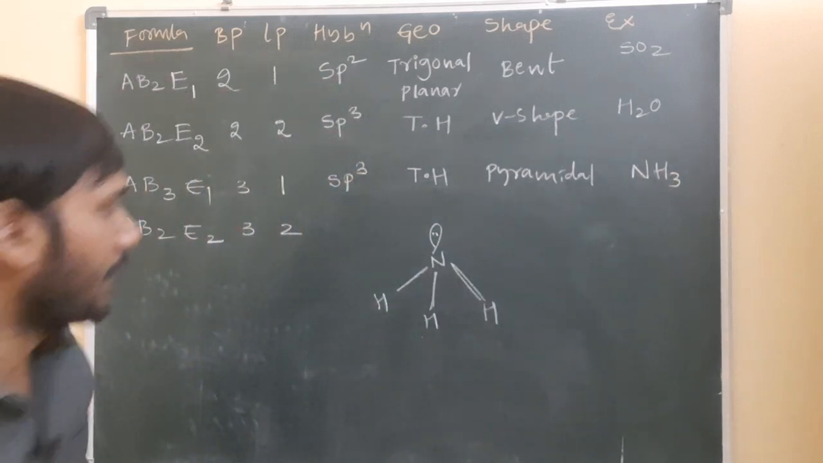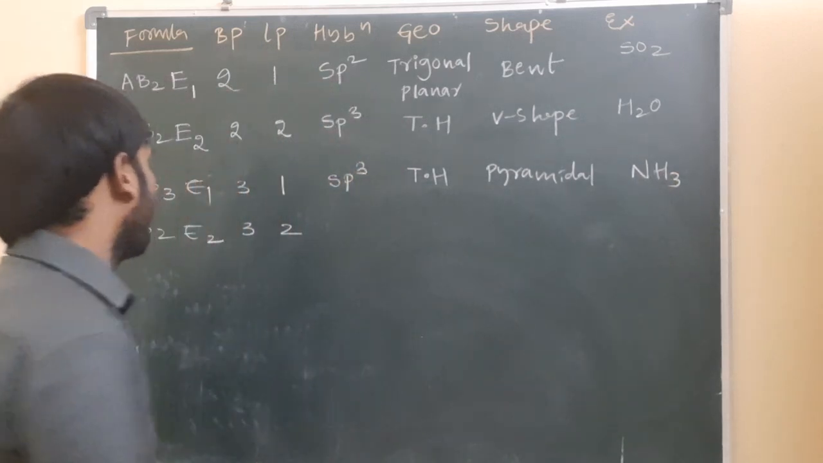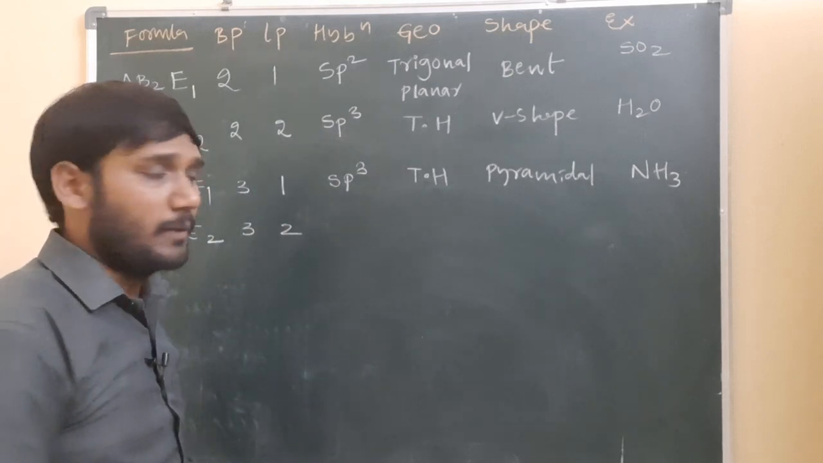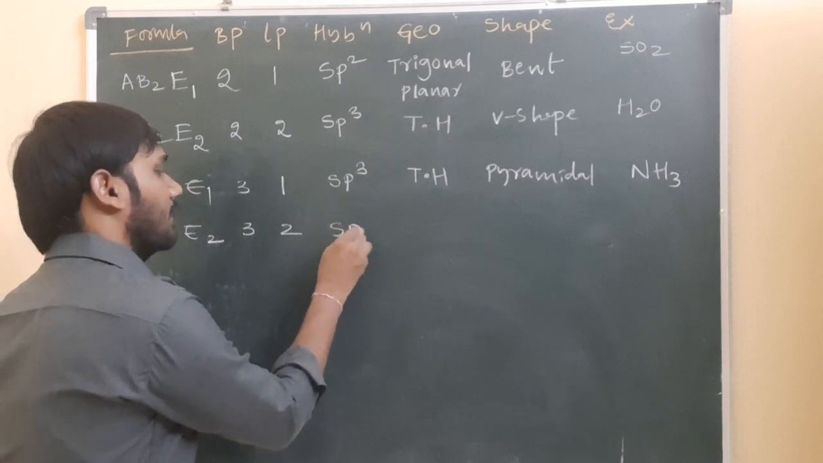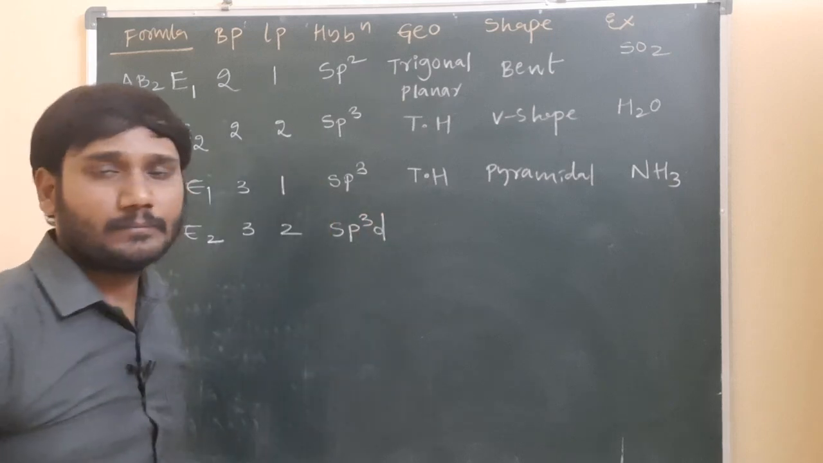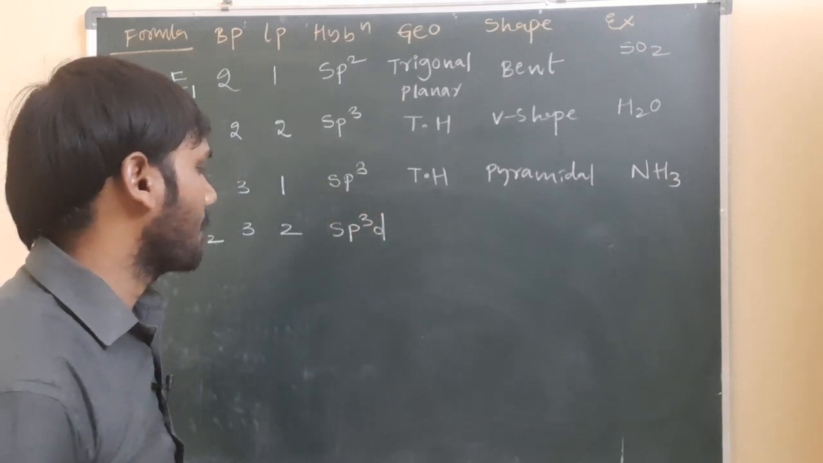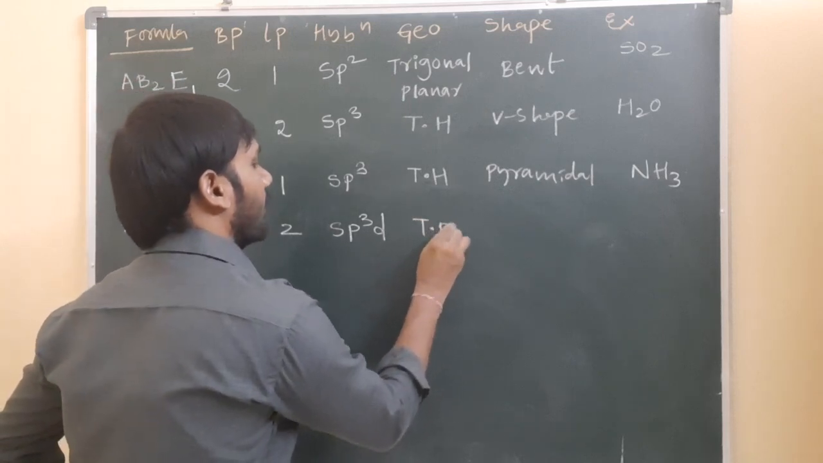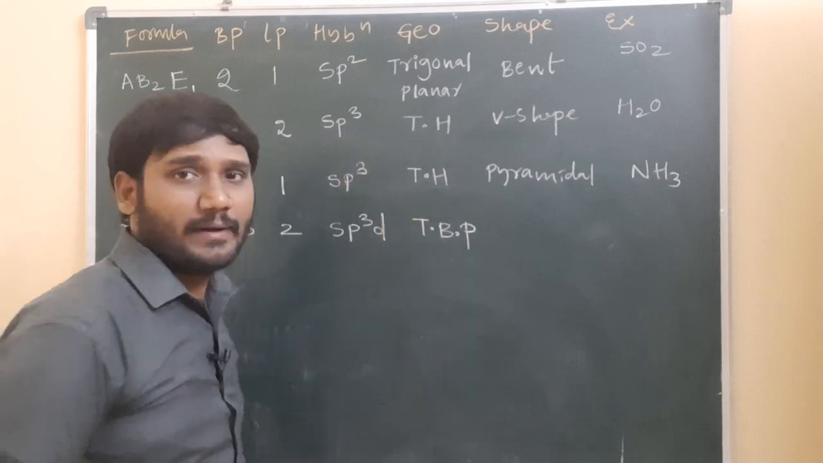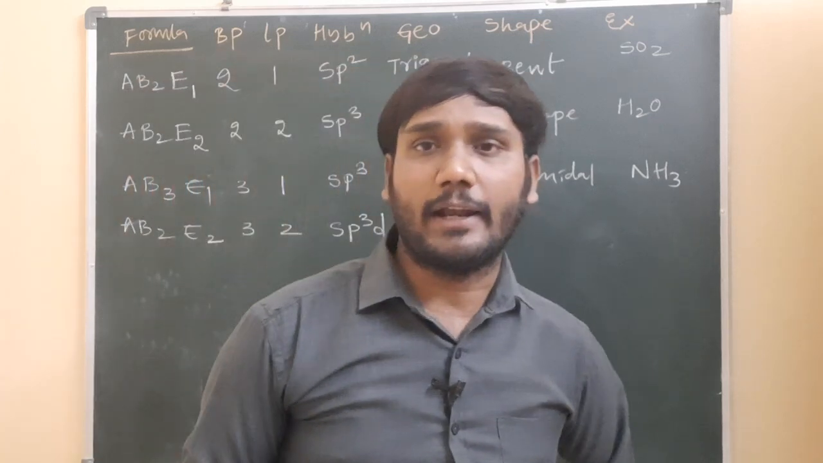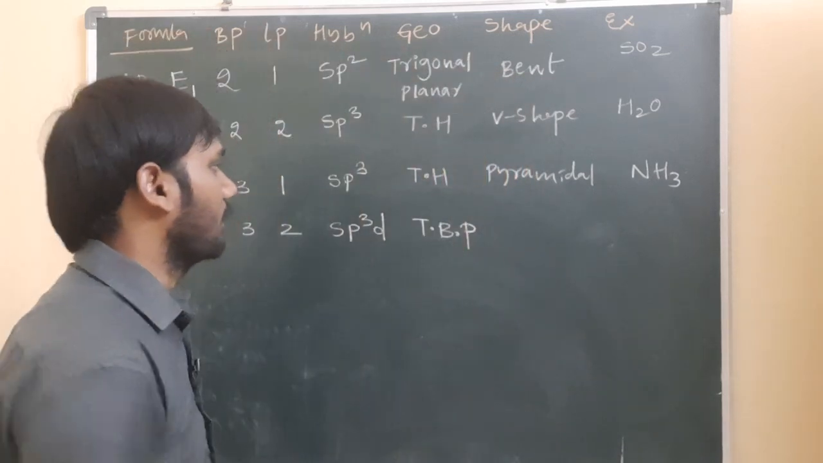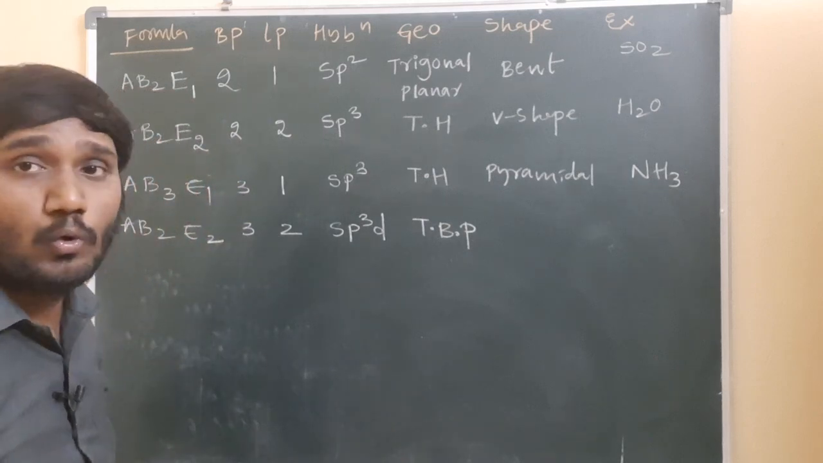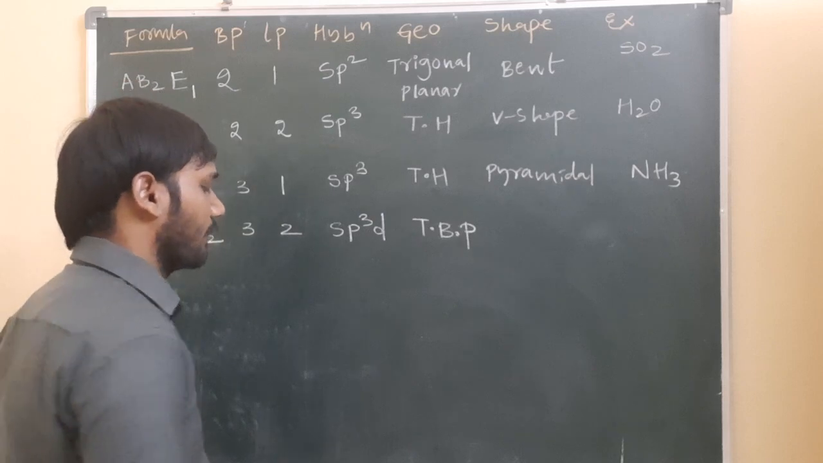Next one, AB2E2. Here how many bond pairs, 3. How many lone pairs, 2. 3 plus 2 is 5. 5 means sp3d hybridization. sp3d hybridization means the geometry is trigonal bipyramidal. Trigonal bipyramidal completed. Then what is the shape of the molecule? 3 bond pairs and 2 lone pairs are present.